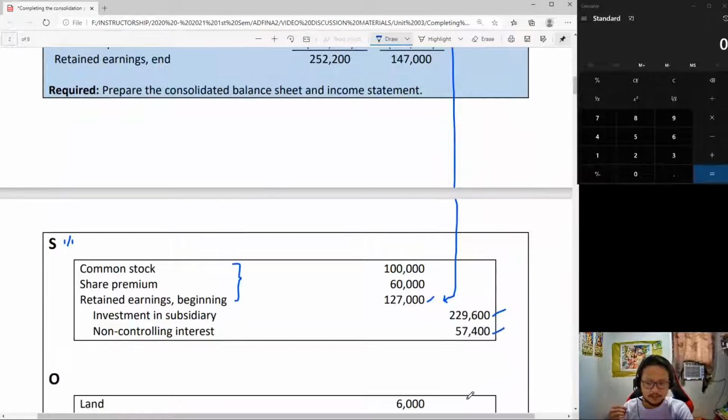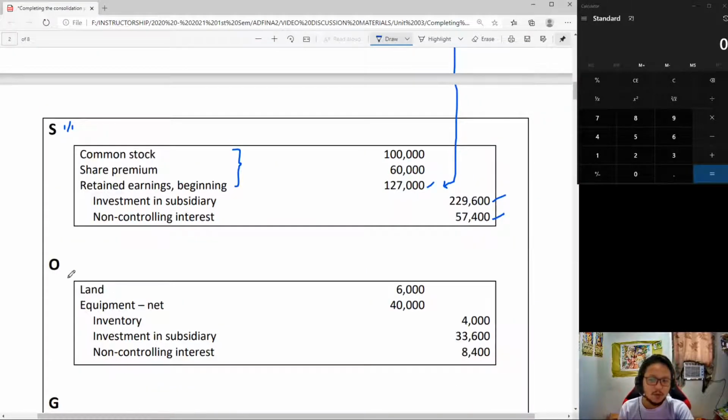First entry, S. Second entry is O, over and under valuations. Well, there is a video actually wherein we prepared all of these entries, so I would not explain them too much. So again, multiply 80%. Get the sum of this, minus 4,000. 6 plus 40 minus 4 times 80%, 33,600. And then 20% dito, 8,400.